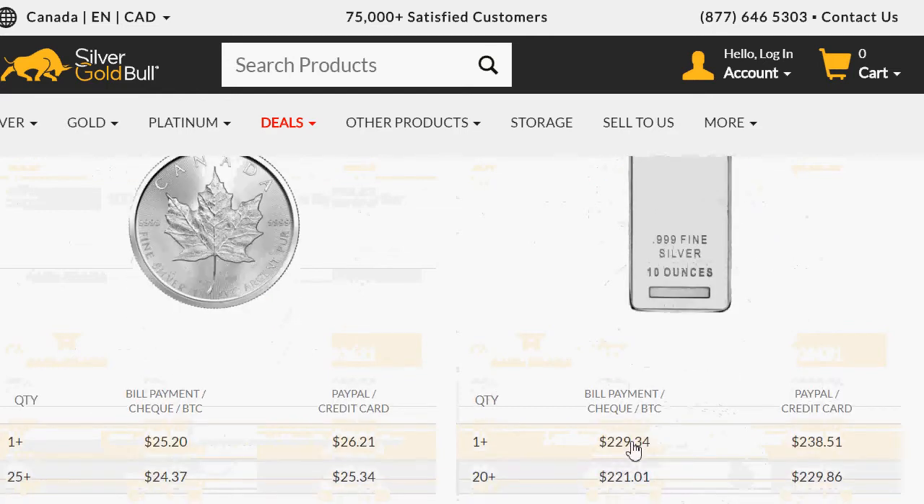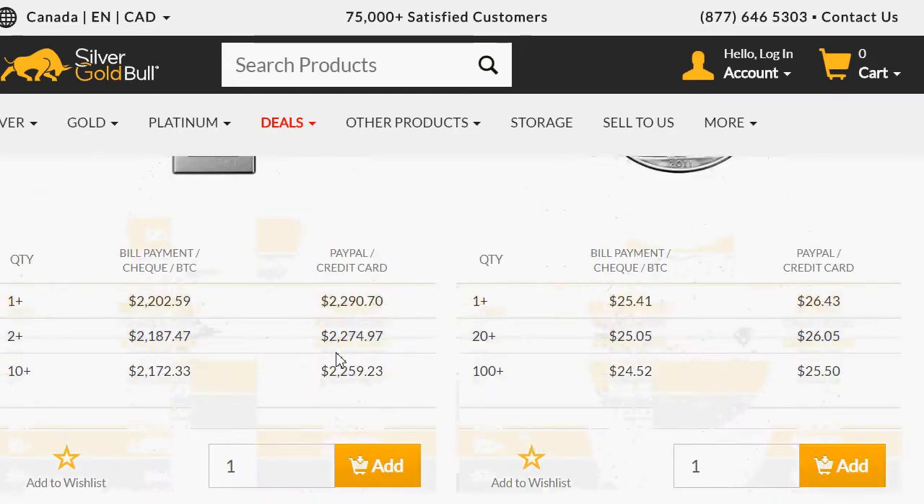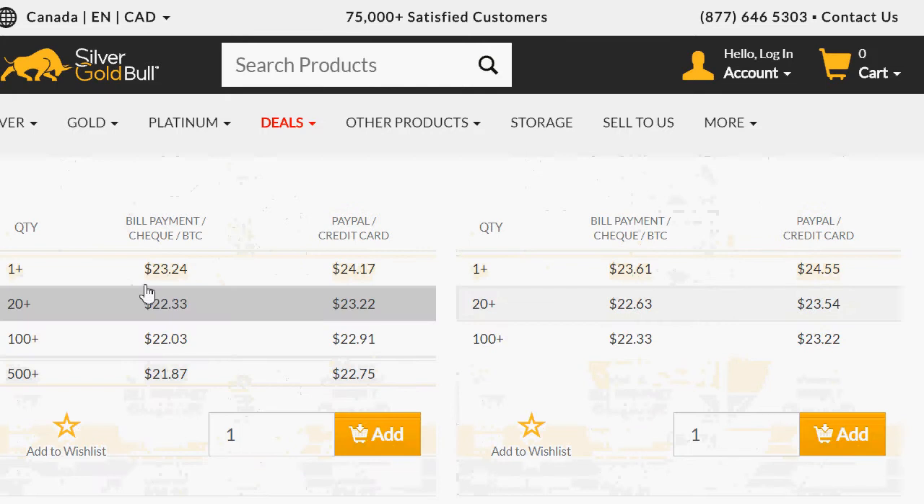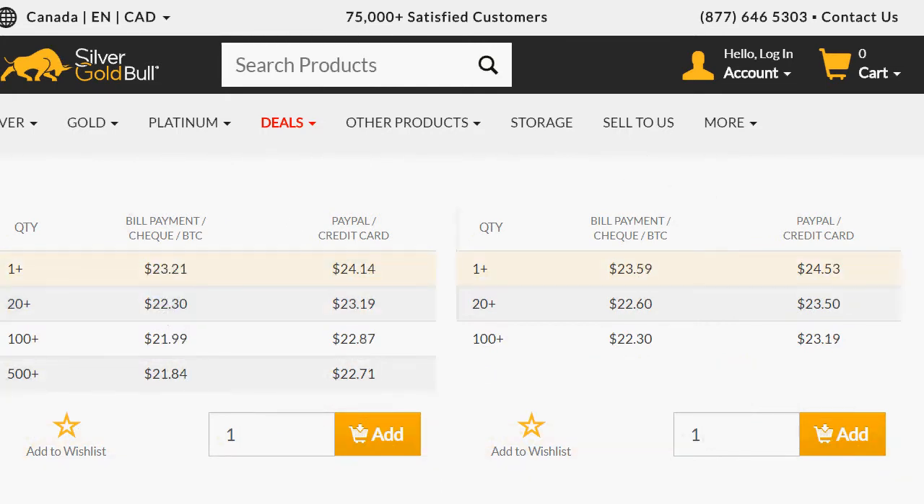A 10-ounce bar is $229. But what's the key to buying if you are a buyer? Look at the difference in the math of buying 1 versus 20. As you can see in here, 20 is $22.30 an ounce, whereas 1 is $23.21 an ounce. Almost a dollar differential, or 90 cents approximately. So $22.30, that's a pretty good deal.